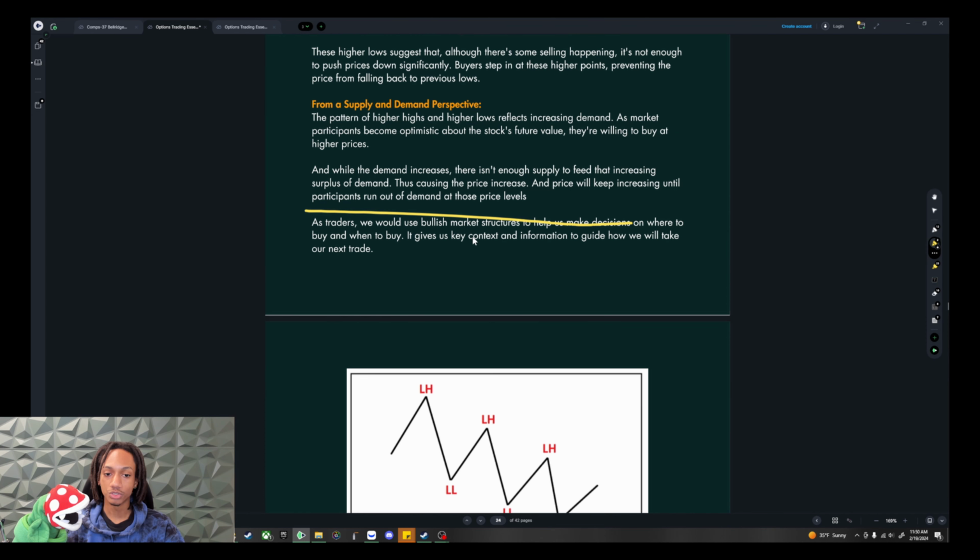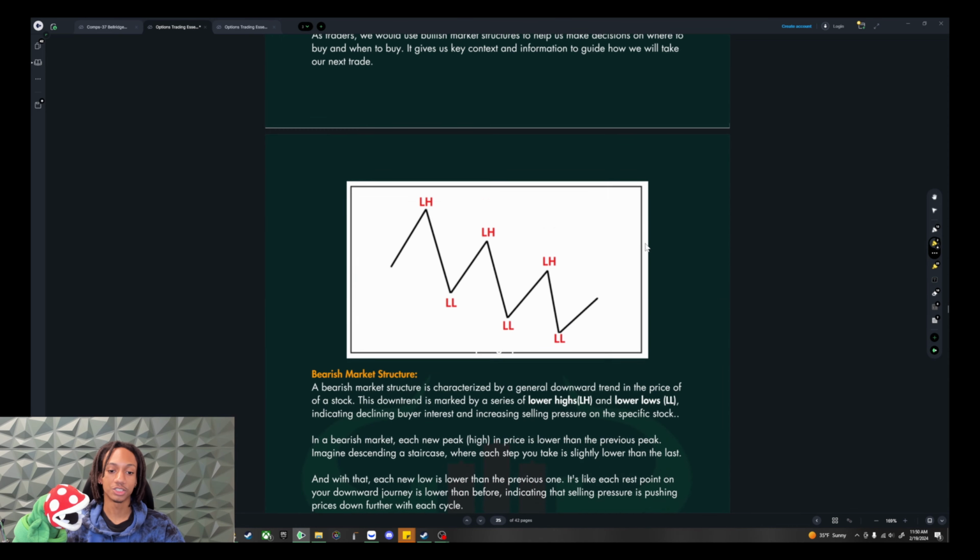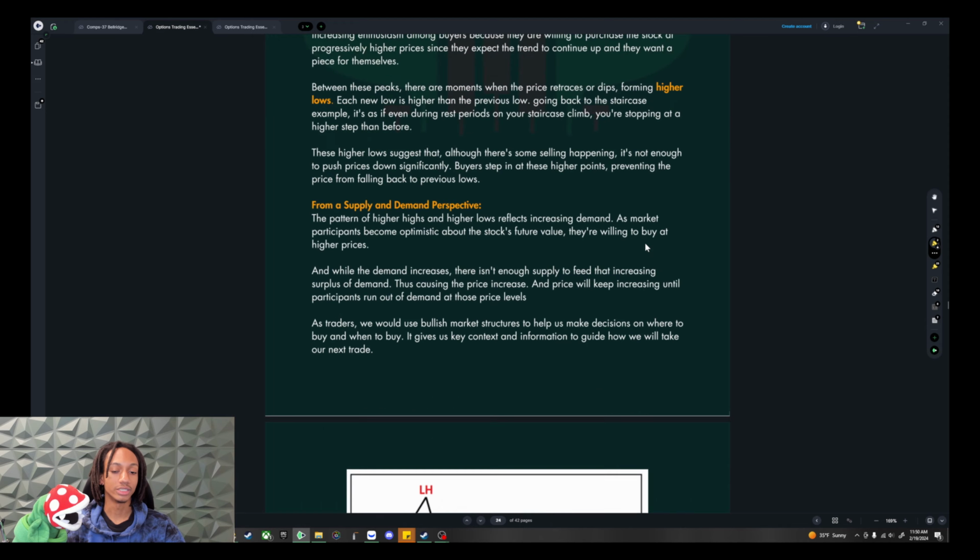As traders, we would use market structure to help us make decisions on where to buy, when to buy, help us with timing, and it'll give us context and key information to guide how we take the next trade. And that's why market structure is important.